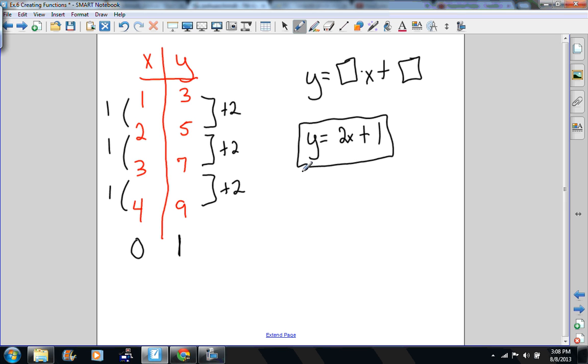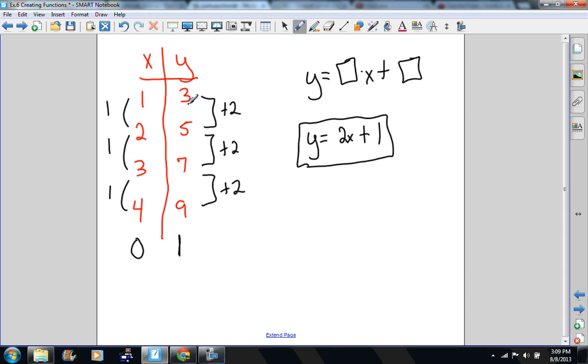If we did it right, we could plug any of these numbers in, these x's, and then get the y spit out at us. So if we did 2 times 1, that's 2, plus 1 is 3. 2 times 2 is 4, plus 1 is 5. So it looks like we did it correctly.